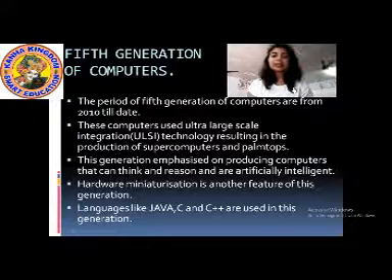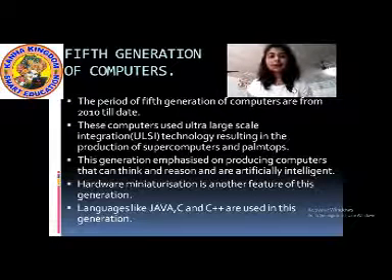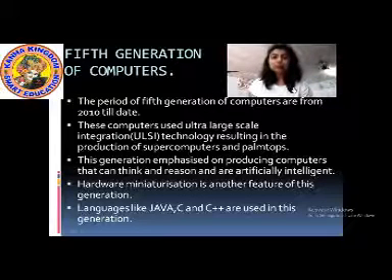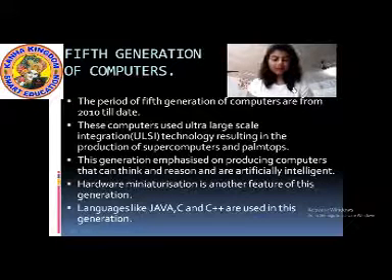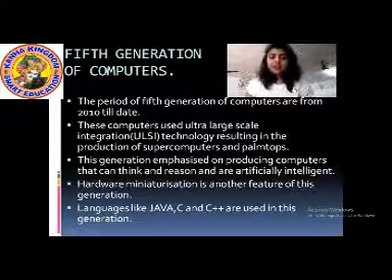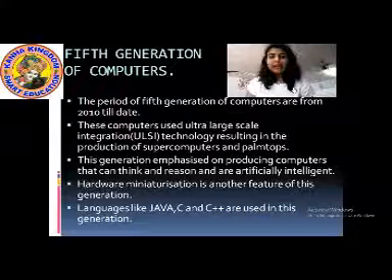In the first generation, very big computers were there. In the second generation, a little bit smaller, and in the third generation the computer became even smaller, and in the fourth very small computers were invented, and in this fifth generation supercomputers and palm tops were invented. And the programming languages of this generation are Java, C++, C, etc.